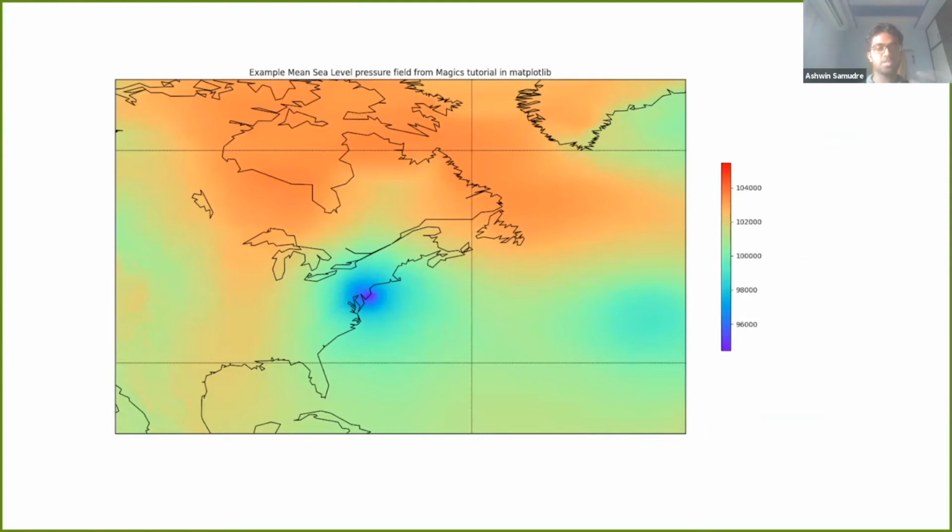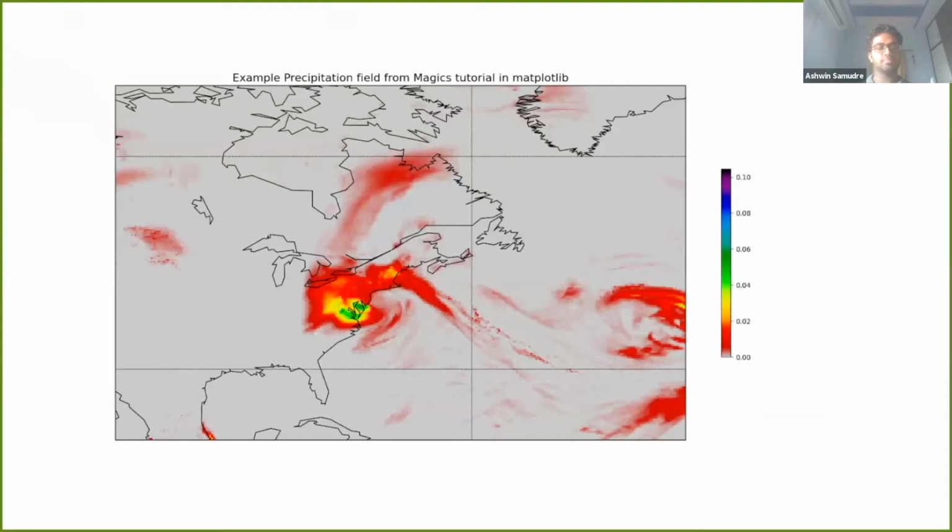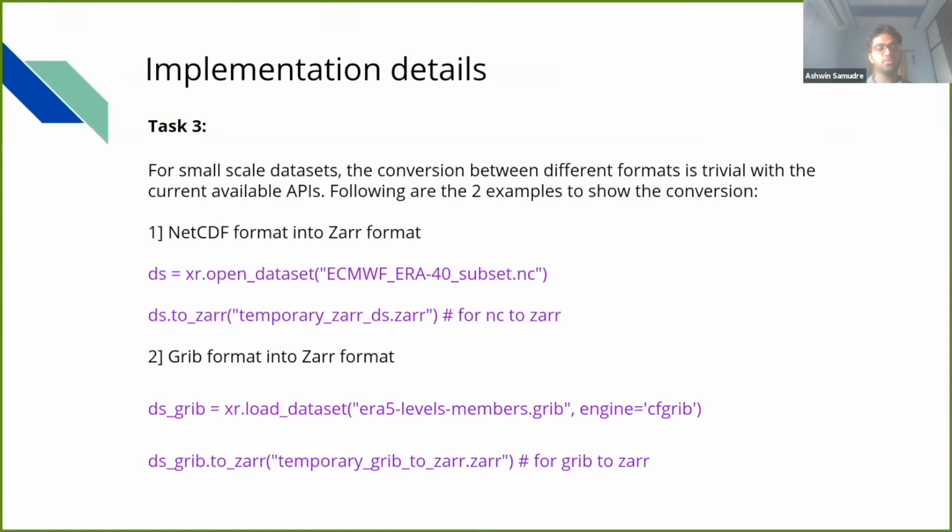This is for the sea level pressure field. Then another figure, this one for the precipitation field, which was previously done with Magix, and currently we are able to do that with Matplotlib. Okay, so moving to task 3.